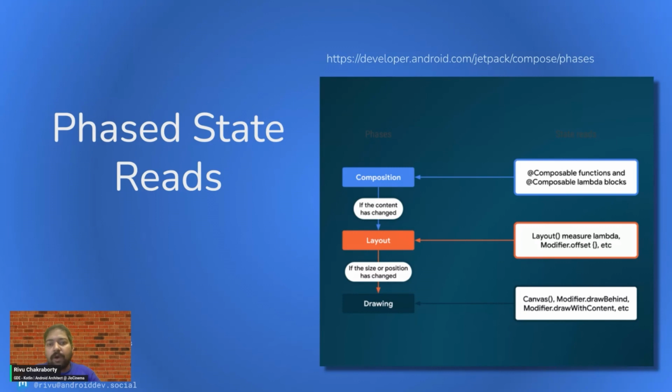Now, whenever recomposition happens, compose is actually very smart. It doesn't execute all the steps unless necessary. Whenever recomposition happens, if the content is not changed, then the composition phase is skipped. If it only works with layout and sizes, then only the layout phase is run. Similarly, if the size or position has not changed, then the layout phase is skipped. And if, say, only the background is changed, then only the drawing phase will execute. Right, so compose is smart in this regard.